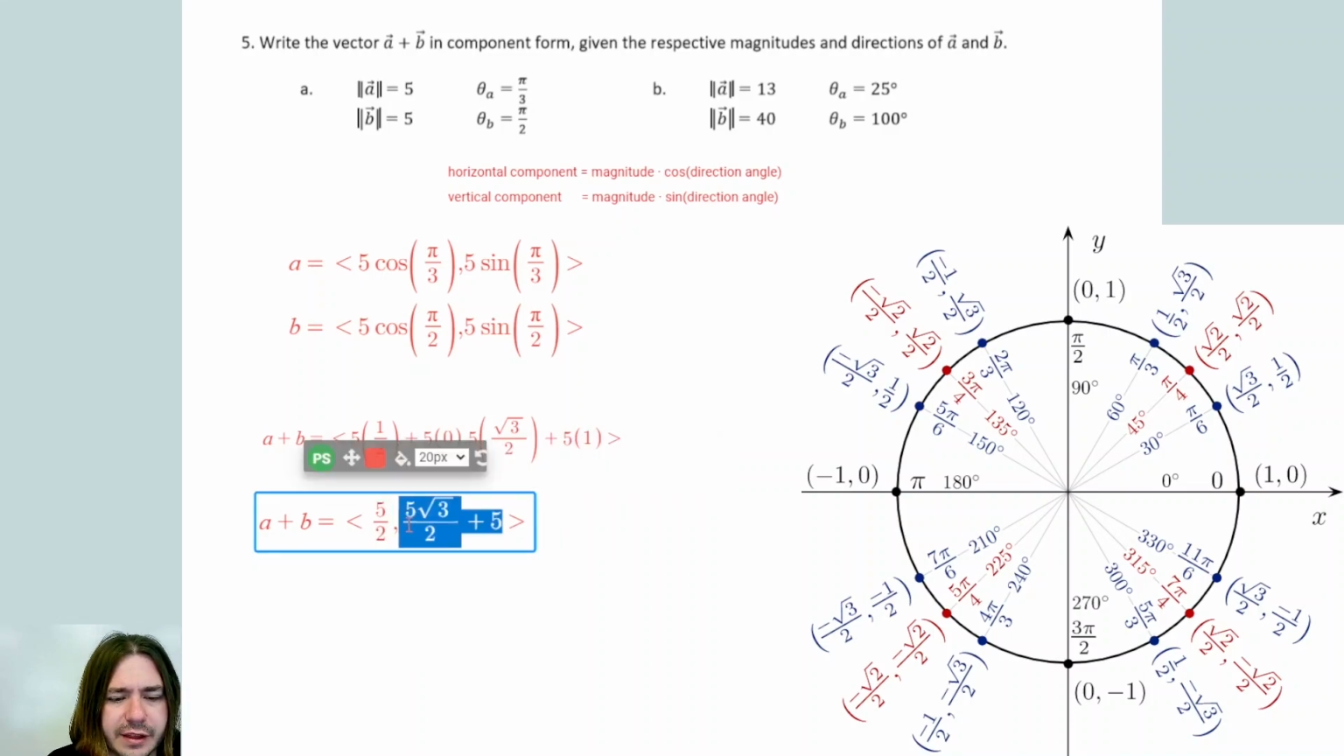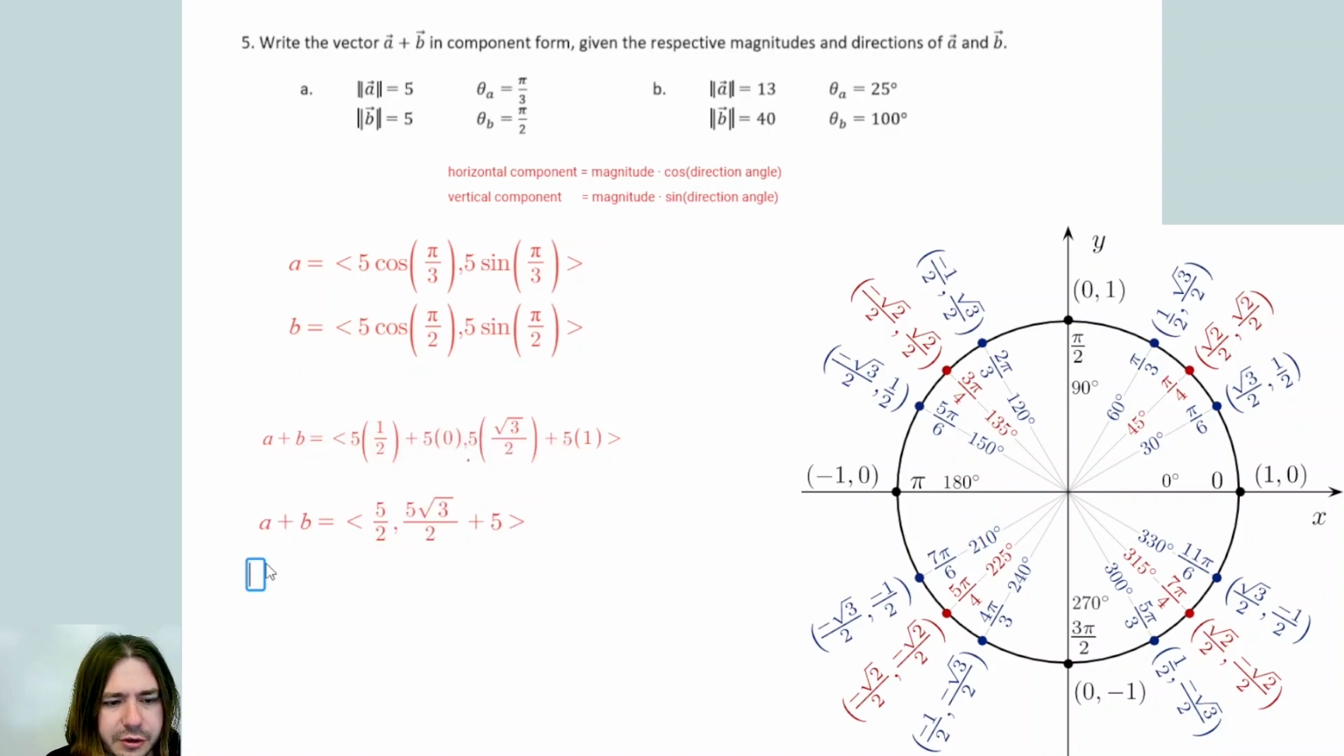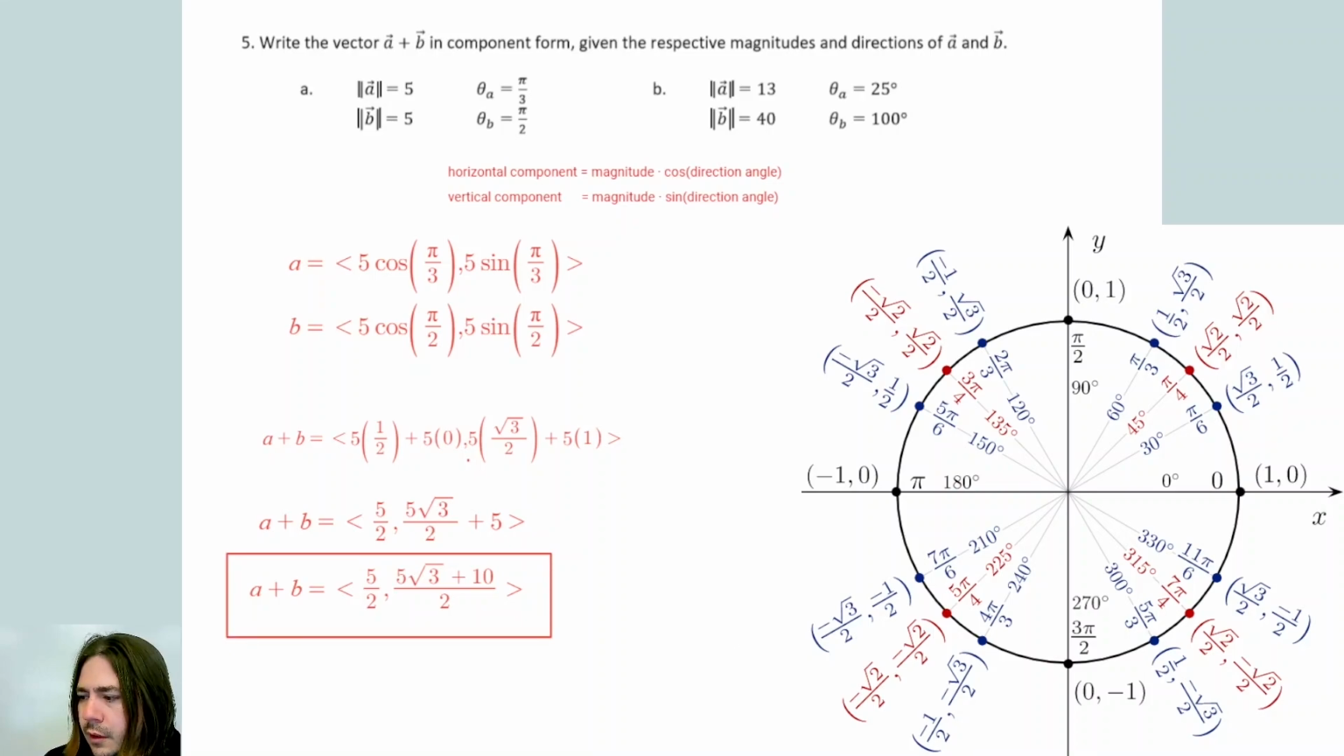You could simplify this one, like if we found a common denominator, and I'll just show this as a separate step, 5 would be the same thing as 10 over 2, and then we can combine these and say it's 5 root 3 plus 10, over 2. So that would be as simplified as you could get that one. You definitely could put this in the calculator to get a decimal. We'll do that on the next one just so you can see how that will play out. But this would be the exact value of this vector.